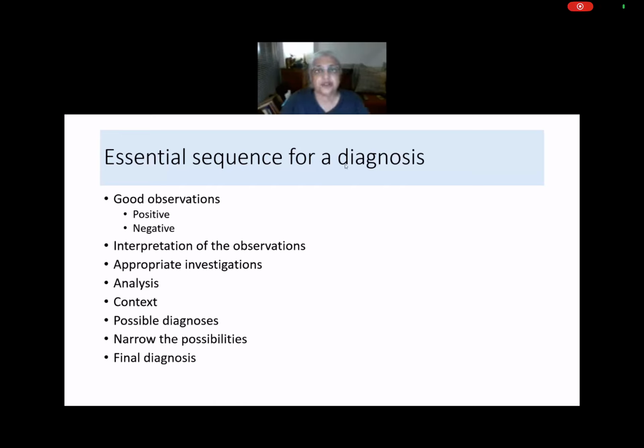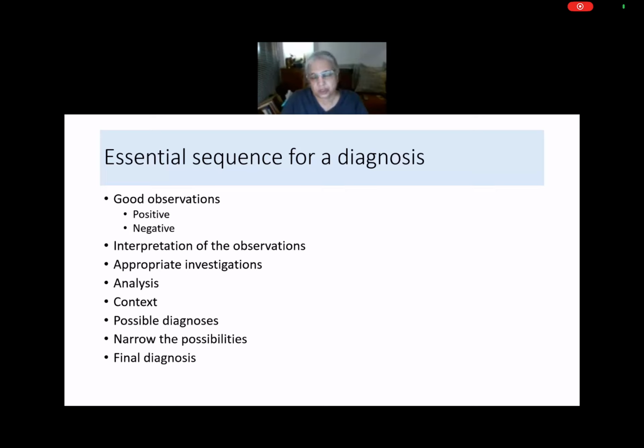Okay, all right. So we need an essential thing for diagnosing whatever we do in pathology, and for this there is a sequence, and all of you do know what that sequence is. That sequence is, you need to make good observations, and those observations are both positive and negative. Along the way we will see what these observations can be.